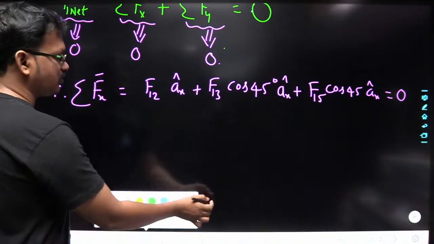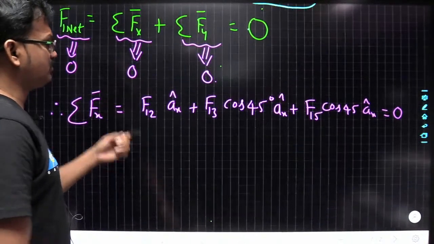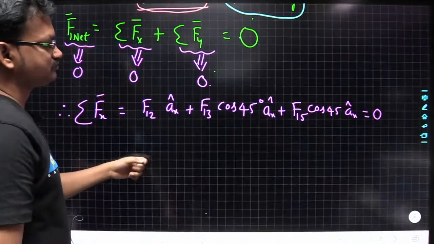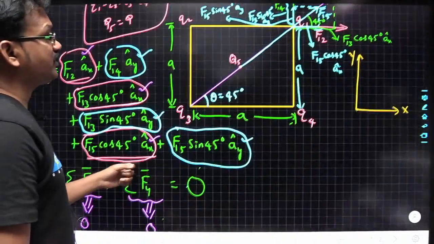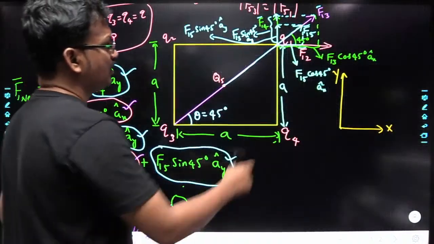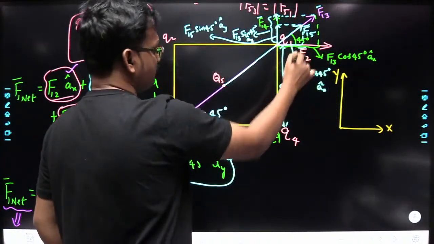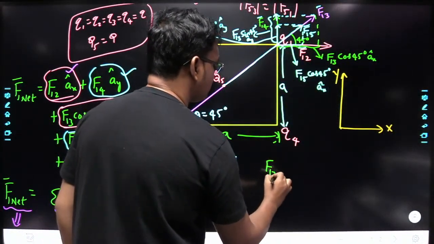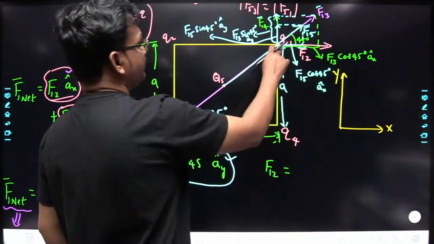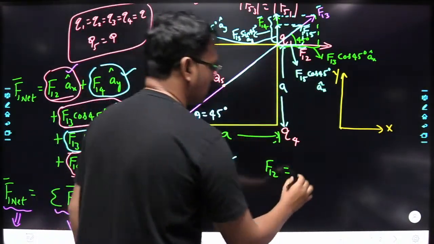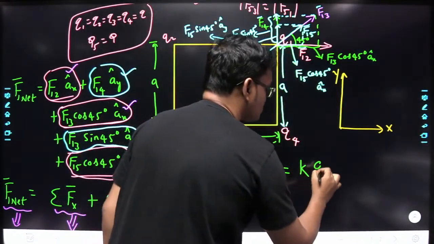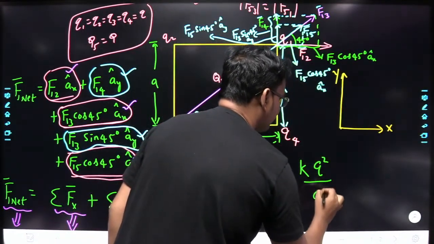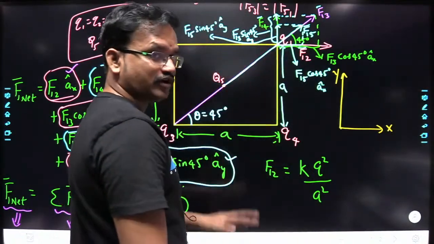Now one more thing you can observe here is the force on 1 due to 2. F12 is equal to what here? F12 is equal to K into Q2 into Q1, that is Q square divided by A square. This is the F12 value, right?